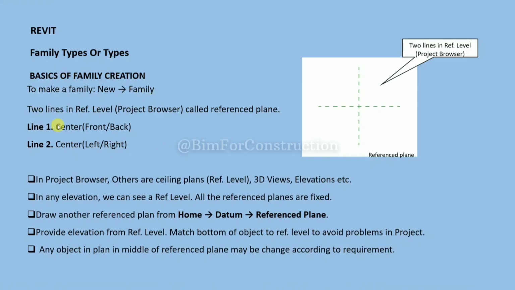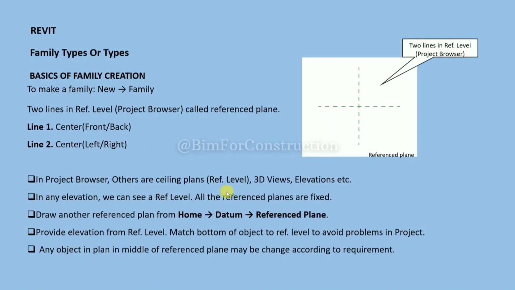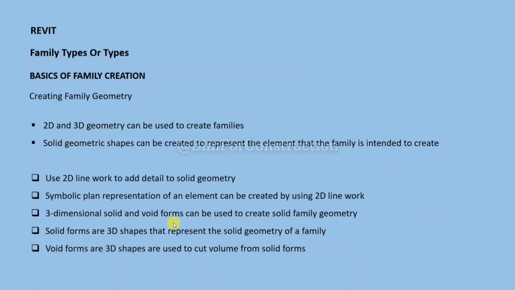So for the family I have selected New and I have selected the template. Then in the interface, as you see, you will find 2 reference planes here. One is left, right, and one is front, back. These 2 reference planes you will find by default in the Revit user interface after selecting the template you want to use to create your family.